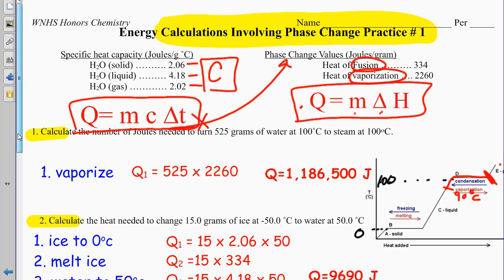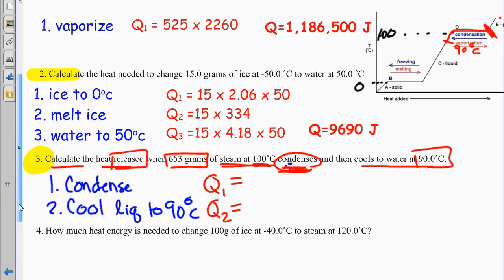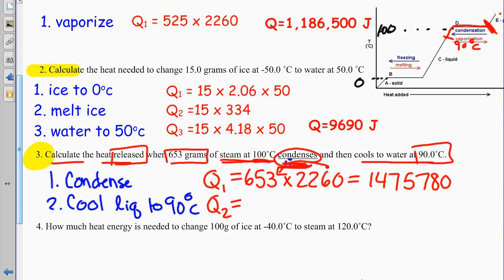So my first thing I'm going to do here, it says that I would like to condense. So I'm going to do Q is equal to M delta H. And the delta H that I'm going to choose for this one, condensing, is going to be the vaporization. I'm turning it from a gas into a liquid. So I'm going to take my mass, which is 653 grams. I'm going to multiply it by 2260, which is my delta H, or how many joules it takes to condense each gram. So when we multiply these together, I'm going to get 1475780 joules.